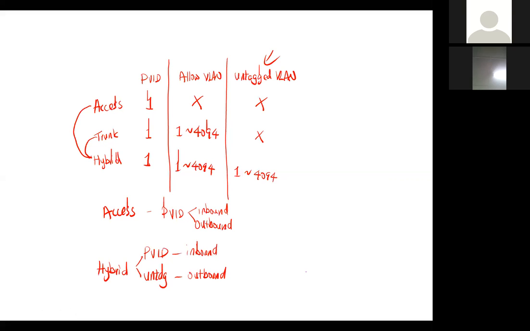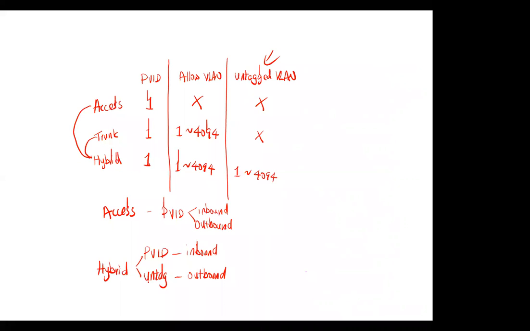All right, so for hybrid PVID, when the frame goes into the switch port, it will be tagged based on what VLAN is defined on the port. And what type of VLAN I'm going to untag when I go out from the switch port, that is on the untag. So they have two options here. So you need to specify two different steps over here. So always remember, on the hybrid, they will have two options.